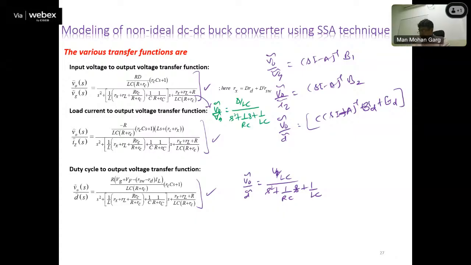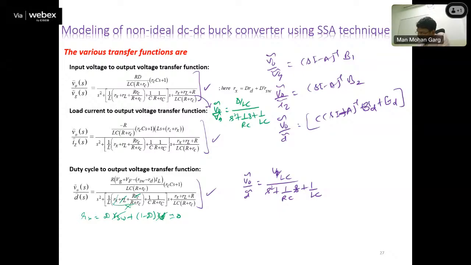So if you put these non-idealities to be 0, let's see what the denominator is. Rx is D into Rsw plus 1 minus D into Rd. Now Rsw is 0, Rd is 0, so this term will be 0. In the ideal case, RL will be 0 and RC will be 0. That's why this entire term will not be there.